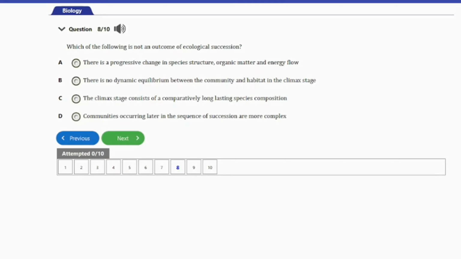There is no dynamic equilibrium between the community and habitat in the climax stage. So this is not an outcome of ecological succession. In the climax stage, that's where you have a dynamic equilibrium between the community and the habitat. So you often notice no other change again in this environment. So as such, there is a dynamic equilibrium. So in that case, this is not an outcome of ecological succession. So option B is the answer to this question. Let's go ahead and consider the next question, guys.